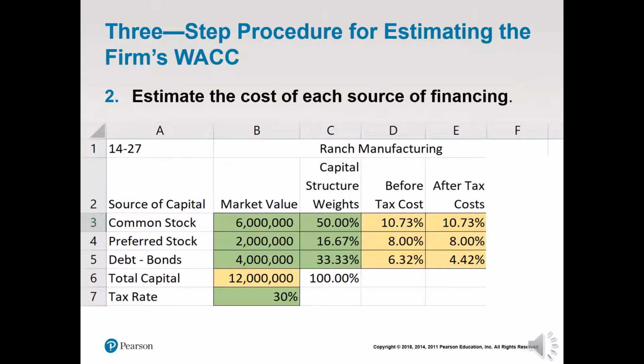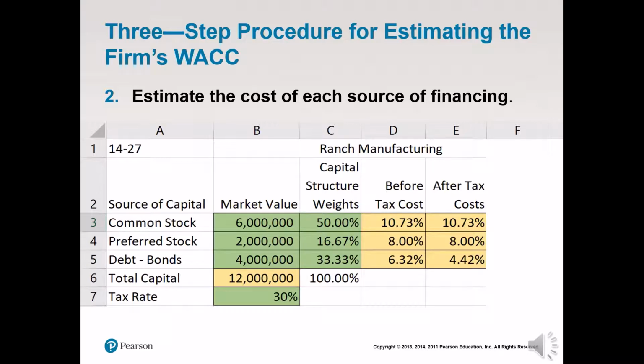We need to know our tax rate because one type of capital is adjusted for taxes. You'll notice that common stock and preferred stock have the before tax cost the exact same as the after tax cost. But debts have a lower after tax cost than their before tax cost. The costs of bonds need to be adjusted for our taxes because the amount, the coupon rate that we pay out on bonds is interest, and it is a tax-deductible amount.